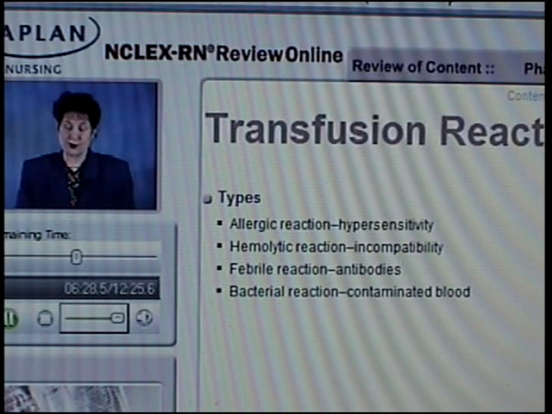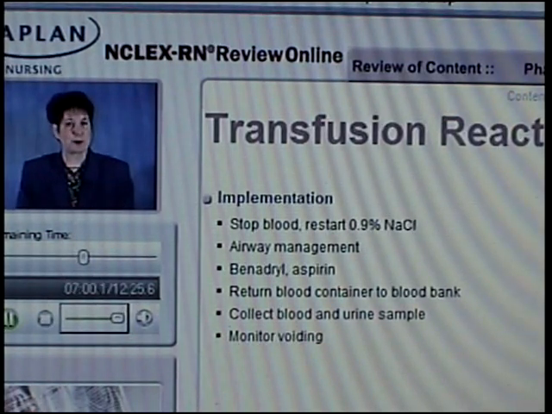The last type of transfusion reaction is the bacterial reaction, and this is because you have given the patient something that was contaminated. The signs and symptoms you will see are hypotension, fever, chills, and the patient may develop shock. What they will do with the bacterial reaction is give the patient antibiotics, IV fluids to maintain volume, they may use vasopressors to maintain the blood pressure, and they may use steroids as an anti-inflammatory.